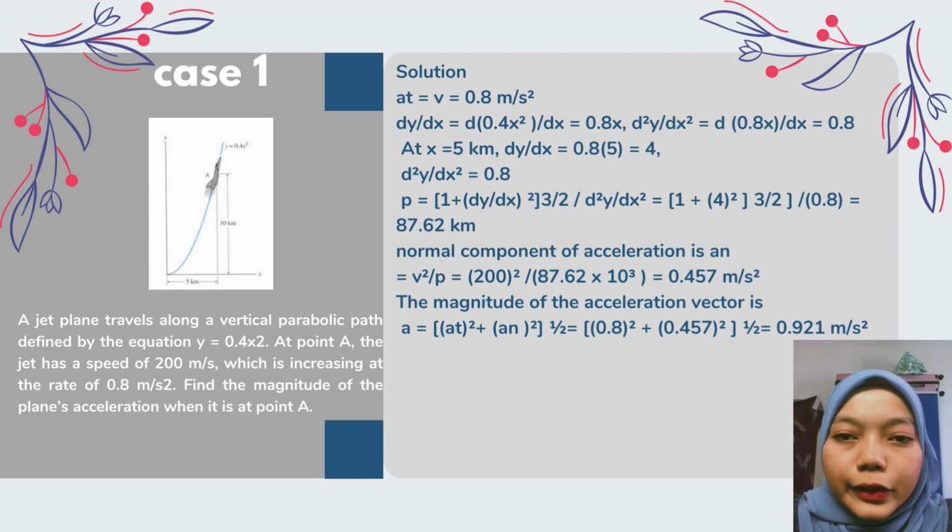The magnitude of the acceleration vector is a equal to [at squared plus an squared] to the power of 1/2, equal to [0.8 squared plus 0.457 squared] to the power of 1/2, so the final answer is 0.921 mph squared.